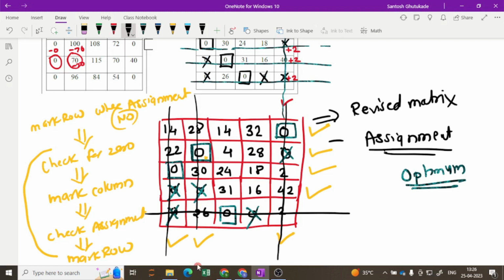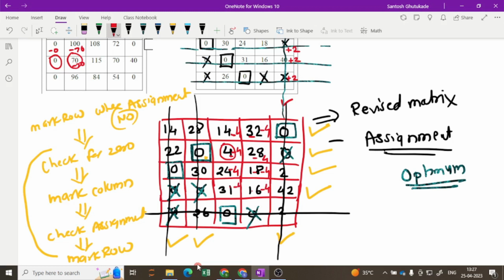The elements which are not covered by a line are 14, 32, 4, 28, 24, 18, 31 and 16. From these elements we have to select the smallest element. So 4 is the smallest, and we have to subtract this 4. So 14 minus 4, 32 minus 4, 4 minus 4, 24 minus 4, 24 minus 4, 18 minus 4, 31 minus 4, 16 minus 4, and we have to add at the junction.